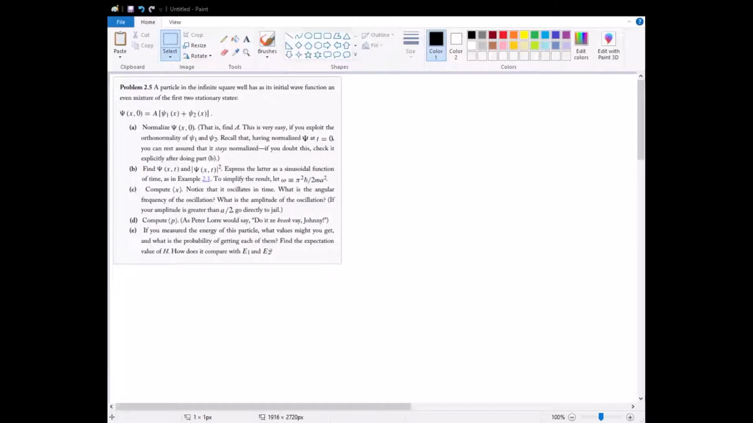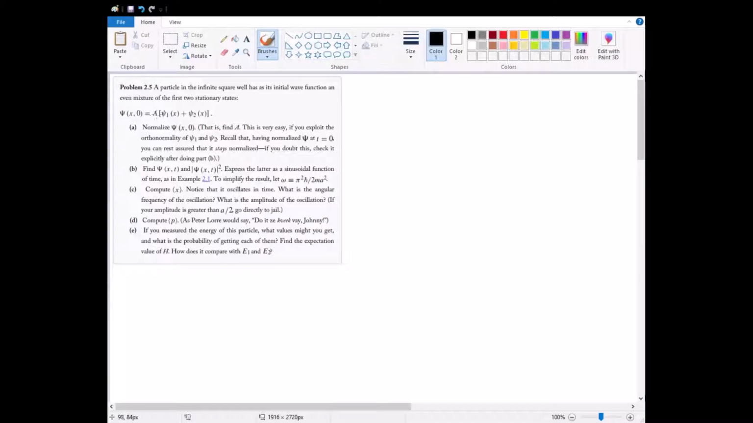Problem 2.5 is a rather lengthy problem, so let's start right away with part A. We are given a particle in our infinite square well, which we've been dealing with all this time for section 2.2, and it has some initial wave function that is a mixture of the first two stationary states. So we say psi of x comma 0 is going to be equal to A times (little psi sub 1 plus little psi sub 2). In part A, our goal is to normalize our time equals 0 wave function and find A.